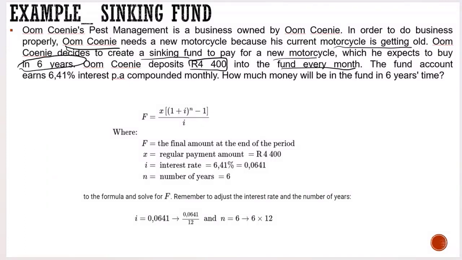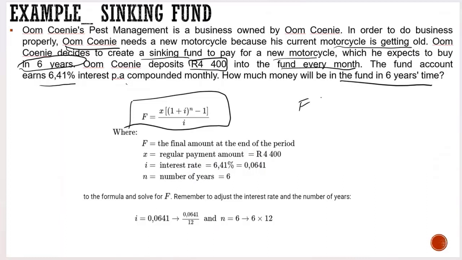The fund account earns 6.41% interest per annum, compounded monthly. How much money will be in the fund in 6 years' time? Okay, so here it is just an ordinary annuity for a future value. The sinking fund operates the same way. So here is the formula. You need to know what it is that you're looking for. You're looking for your F, your future value, which you don't know, but you know your regular payments.